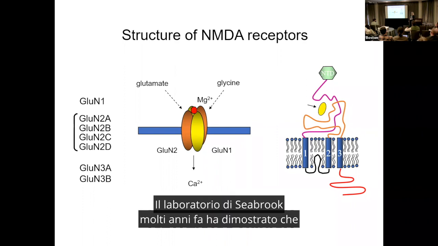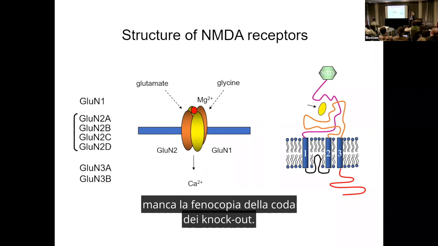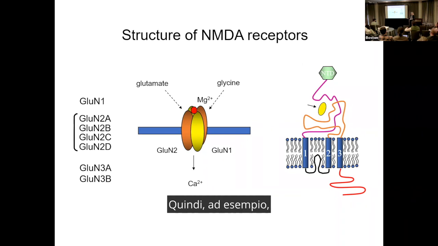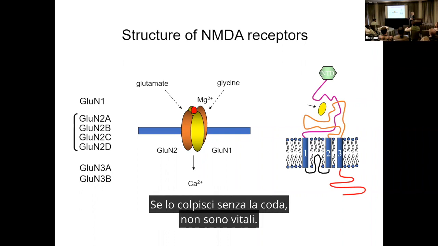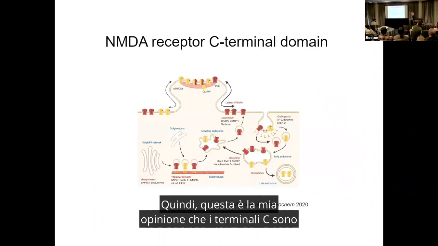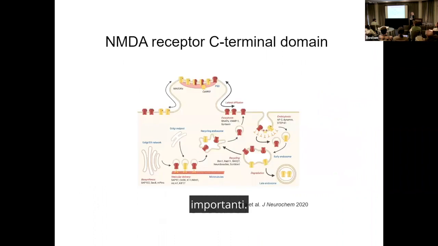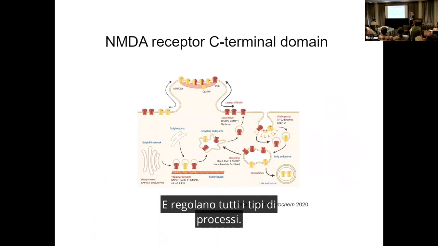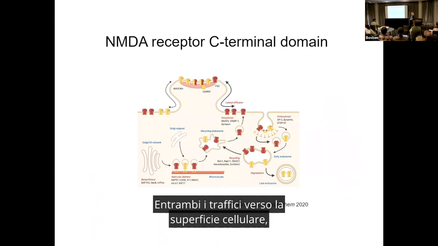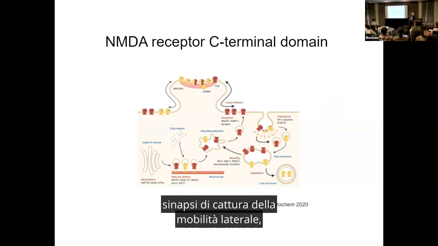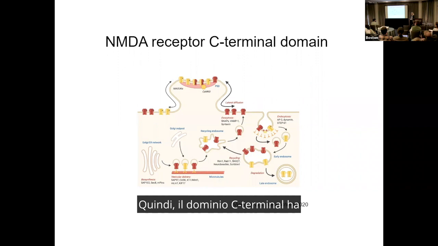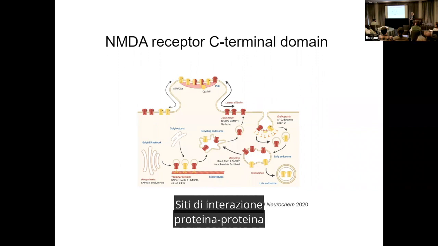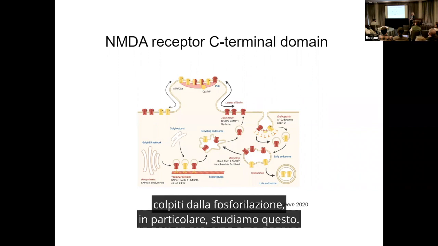Seeburg's lab many years ago showed that the knock-ins lacking the tail phenocopy the knockouts. So, for example, if you knock out GluN2B, the animals aren't viable. If you knock it in without the tail, they're not viable. So that's my pitch, that the C-termini are important, and they regulate all sorts of processes: trafficking to the cell surface, lateral mobility, capture at synapses, endocytosis, and exocytosis. The C-terminal domain has protein-protein interaction sites and also post-translational modification residues that are hit by phosphorylation in particular.